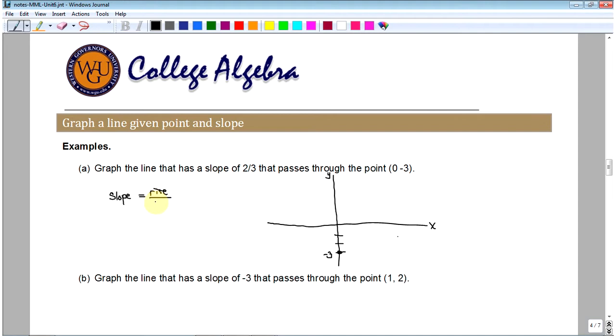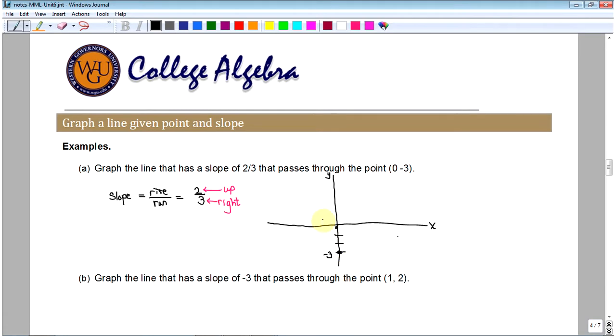So I know that the rise divided by run is equal to 2/3. So the run means that I'm moving 3 in the x direction. So since it's positive, that means if I go to the right 3 units, I need to go 2 units in the y direction. In this case, it would be up 2 units, and that would give me another point on my graph. So I'm starting off with an x value of 0.